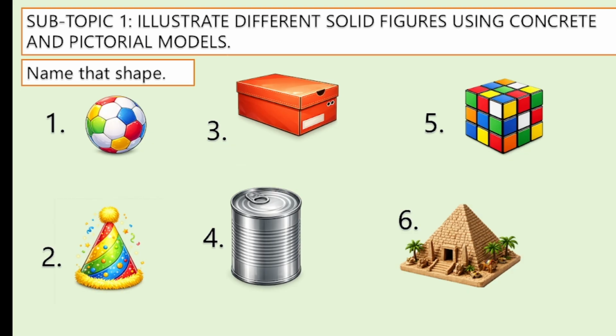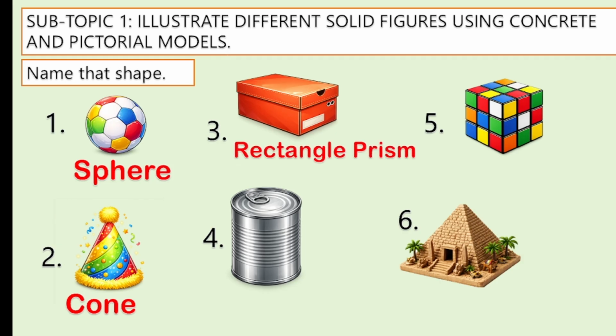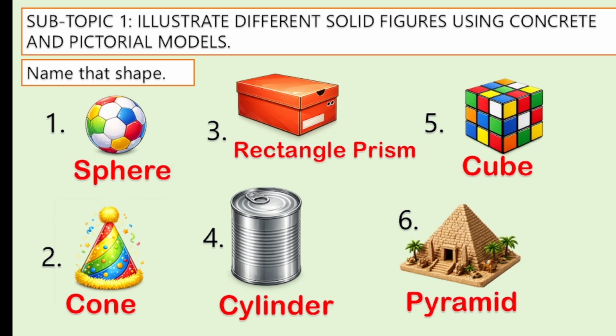Subtopic 1. Illustrate different solid figures using concrete and pictorial models. Name that shape. Number 1. Sphere. Number 2. Cone. Number 3. Rectangular prism. Number 4. Cylinder. Number 5. Cube. Number 6. Pyramid.